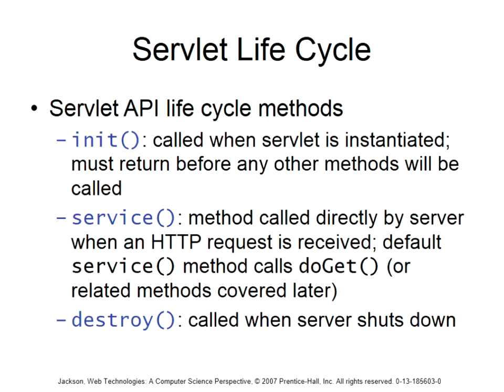Okay, this is the servlet life cycle. So, servlet API life cycle methods. Init: called when the servlet is instantiated and must return before any other methods will be called. Service is a method called directly by the server when an HTTP request is received. The default service method calls doGet or doPost. And destroy: called when the server shuts down. Destroy.